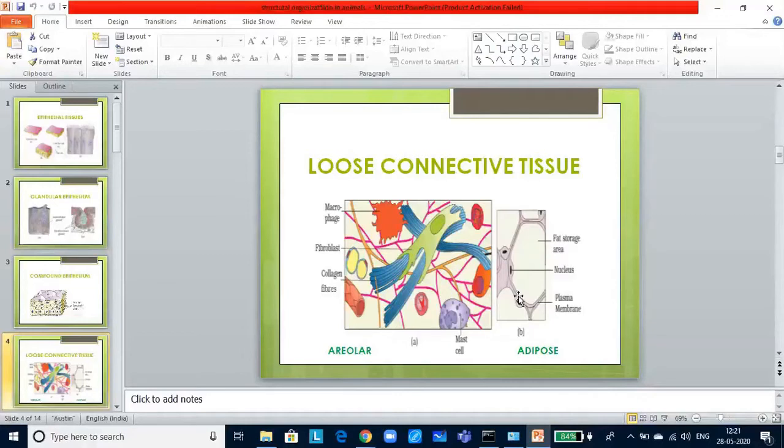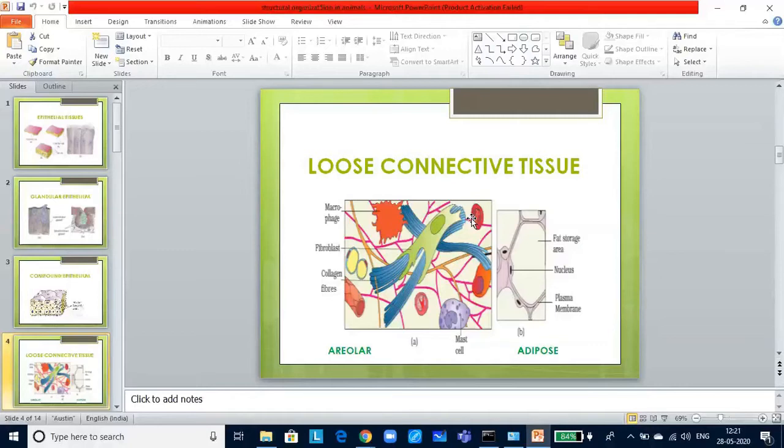Now, they are classified into three types, that is loose connective tissue and dense connective tissue. What you are seeing on this slide is a loose connective tissue. Areolar and adipose tissues are the examples. In areolar tissue, the cells and fibers are loosely arranged in a semi-fluid ground substance or matrix. Areolar tissue serves as a supporting framework for epithelium. It contains fibroblasts, macrophages, and mast cells.